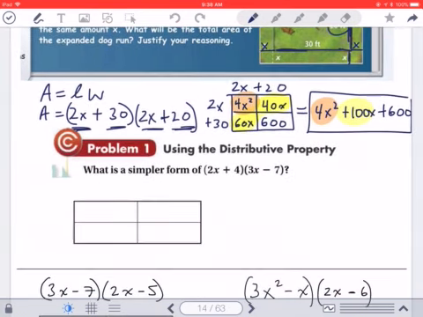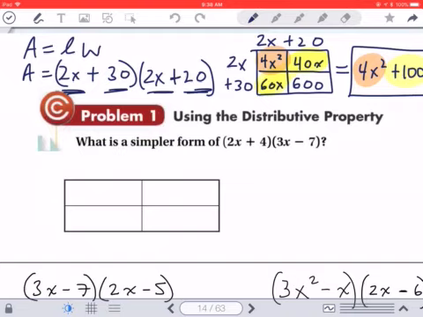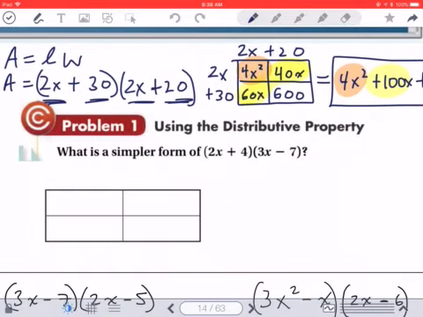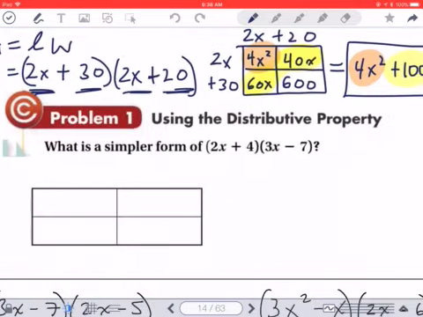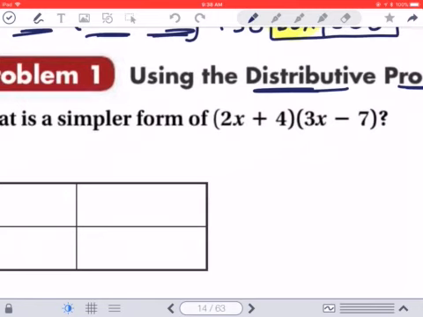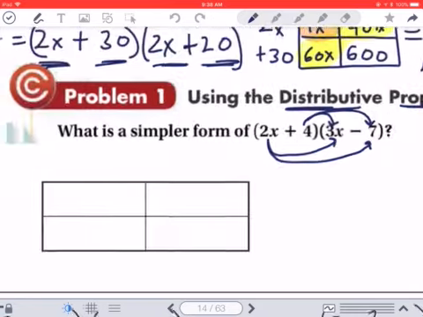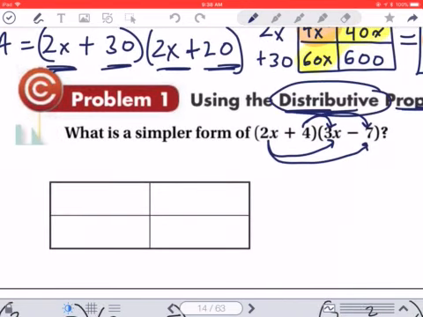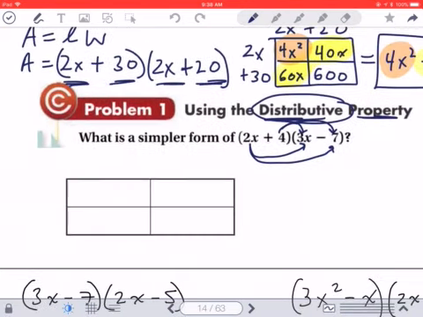All right, let's move on down here. So using the distributive property, the box method is really just distributing. Okay, so I'll draw arrows and represent that with the box method. I'm going to multiply 2x times 3x and 2x times negative 7. And I'm also going to multiply 4 times 3x and 4 times negative 7. That's what the box method does. So when you see the word distribute, that's what's going on there with the box method.